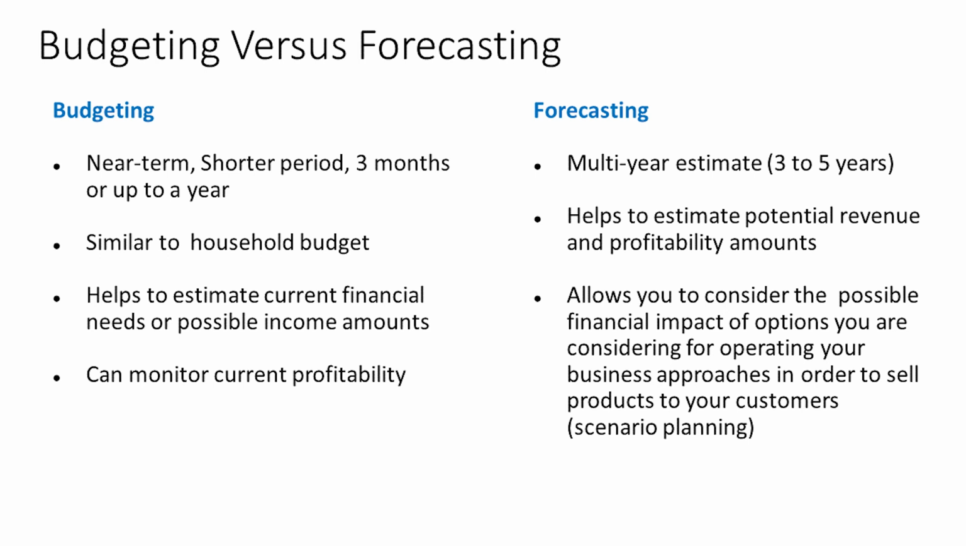And I can monitor current profitability. I can start looking at it on a monthly basis, on a quarterly basis, as well as an annual basis. Let's take a look at forecasting. When we look at forecasting, we call it a multi-year estimate, typically 3 to 5 years. So we're looking much further into the future.